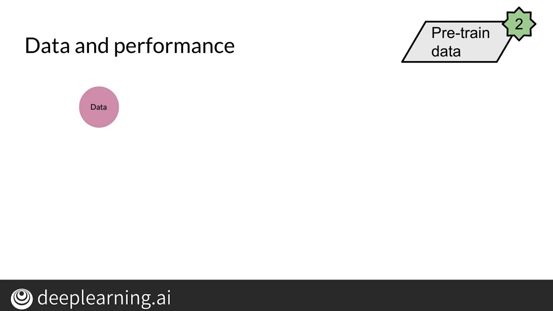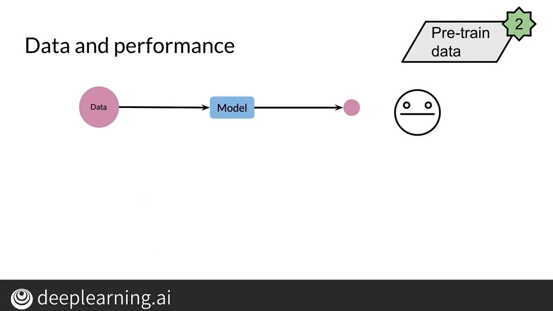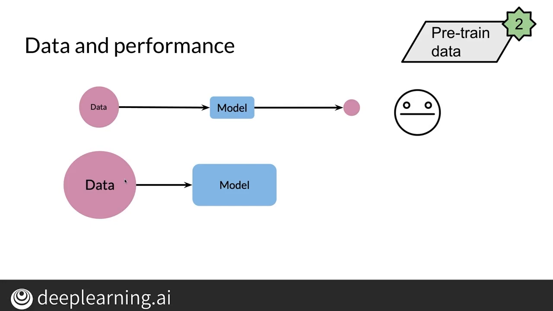Data affects performance a lot. So in this case, you have data being fed into your model and you get some neutral outcome. But as you have more data and you build a larger model over here, then you get a much better outcome. So the more data you have, the better it is. And the more data you have, the bigger the models you can build will be able to capture the task you're trying to predict on.